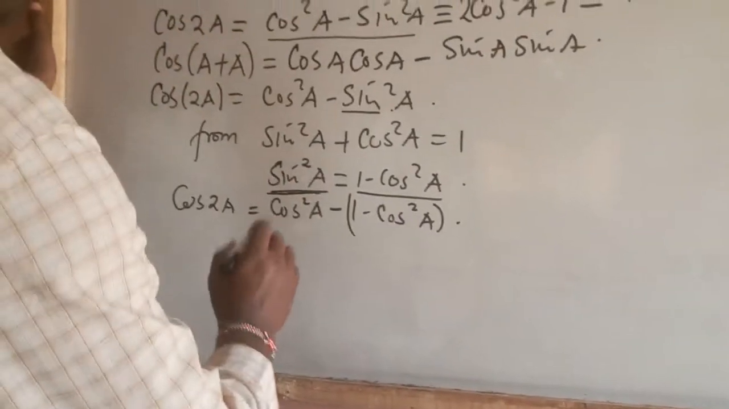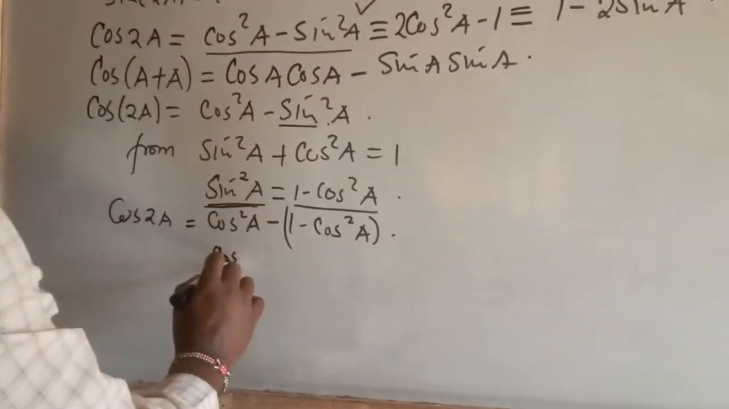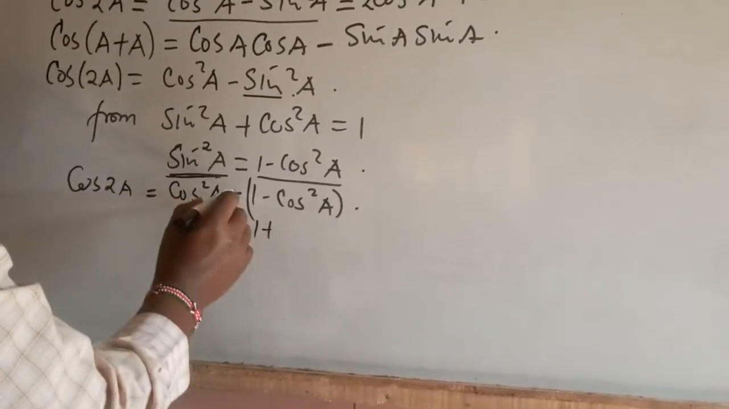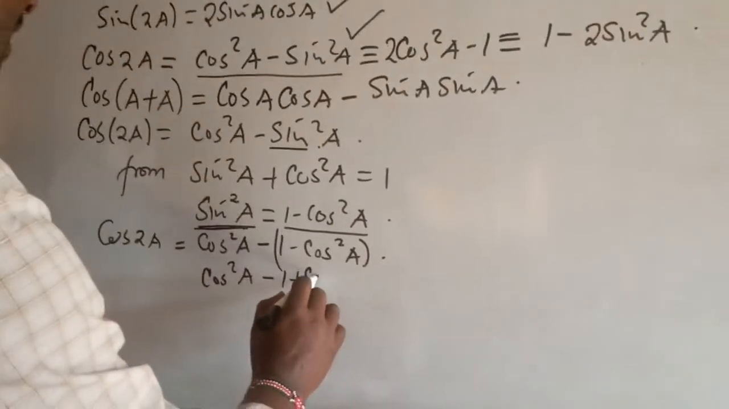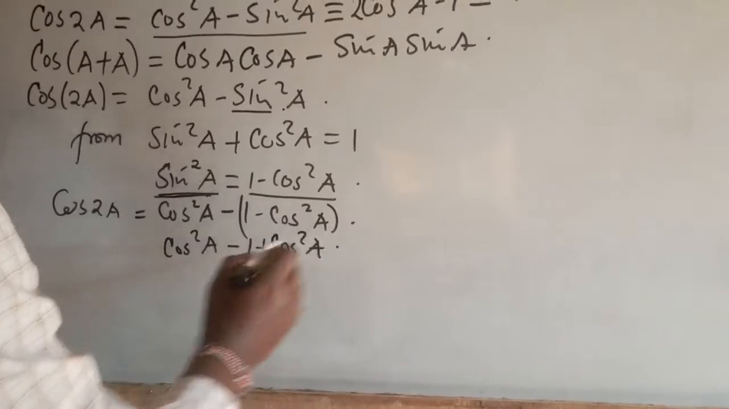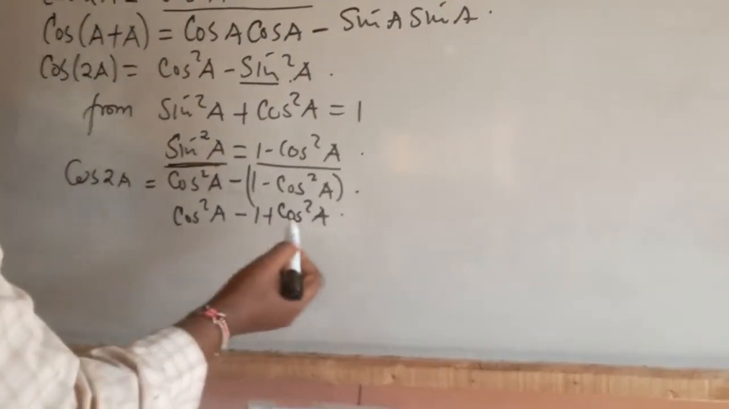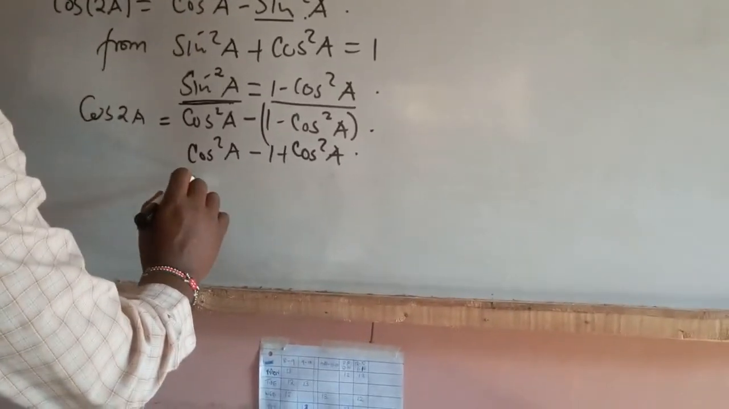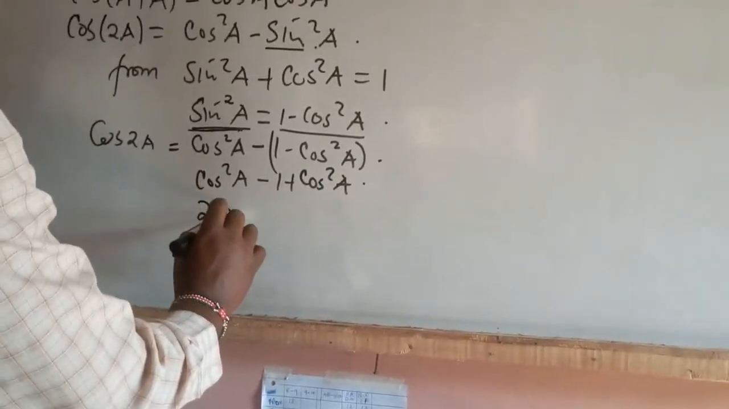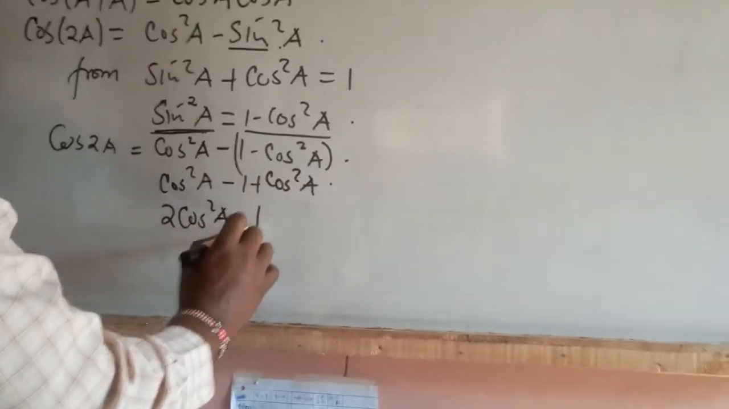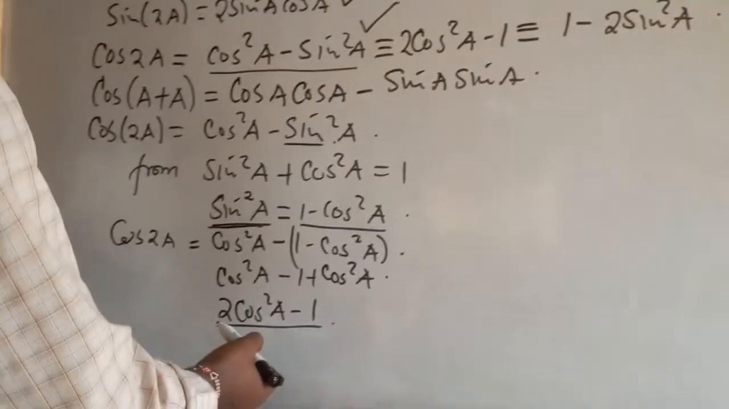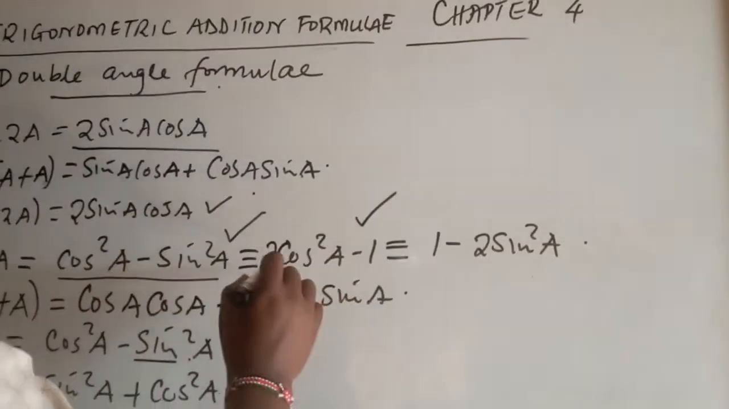If you open this bracket, you're going to have the cosine squared of A minus 1 plus, because of minus times minus, the cosine squared of A. And the cosine squared of A plus the cosine squared of A gives us 2 cosine squared of A minus 1. And again, as you can see, this proves the second statement.